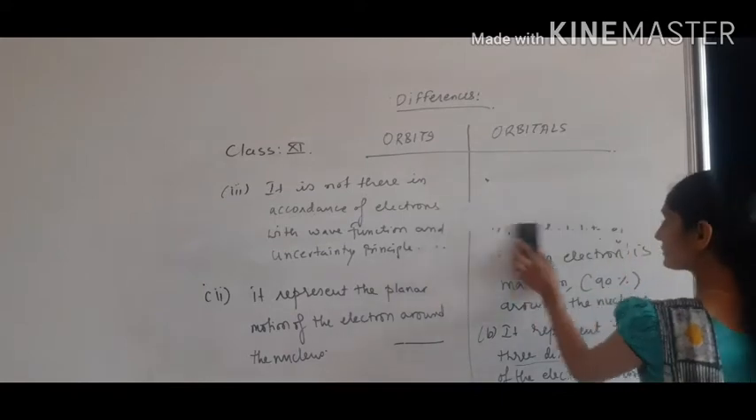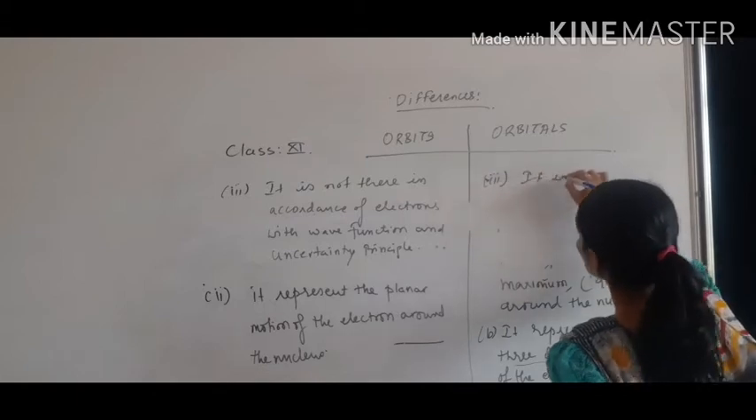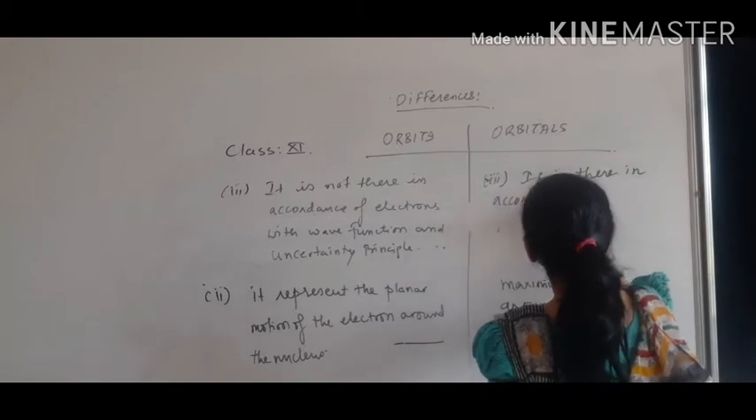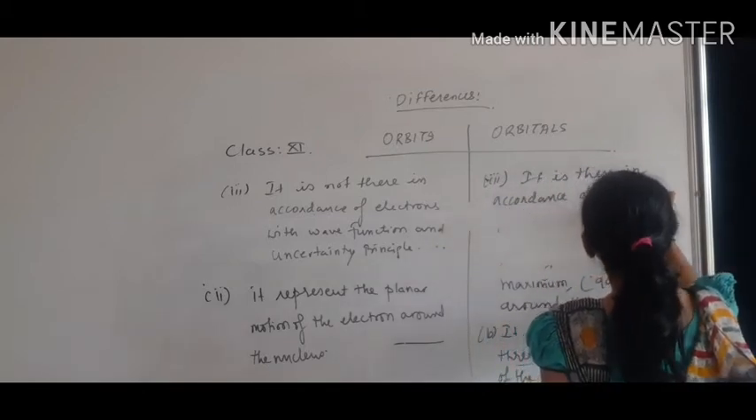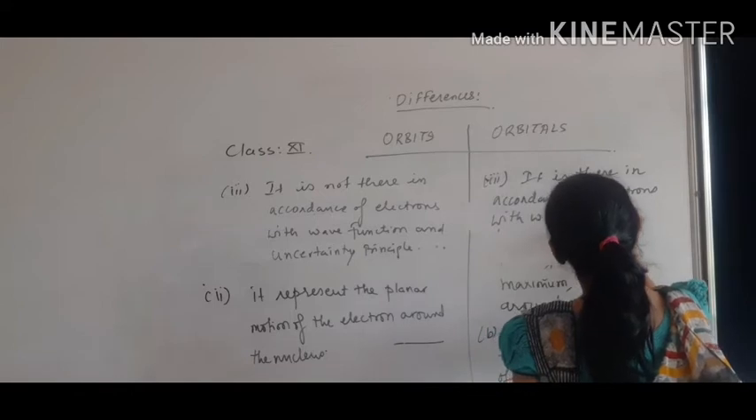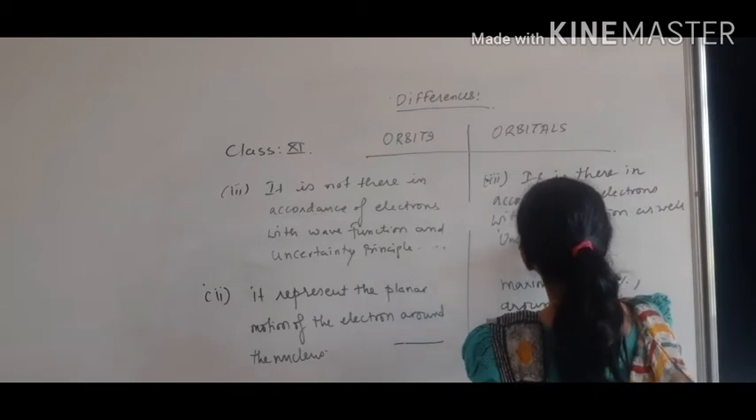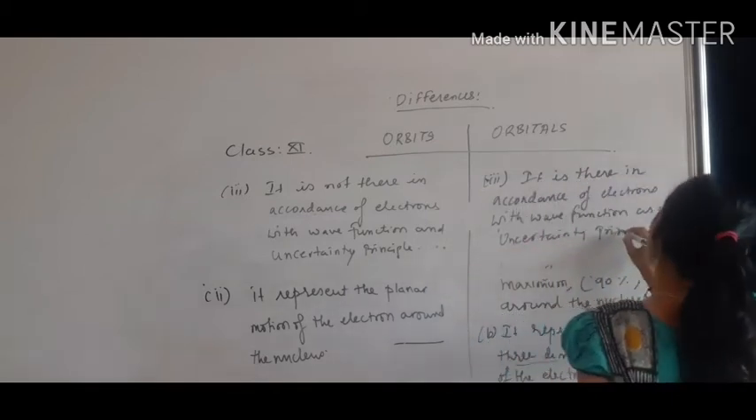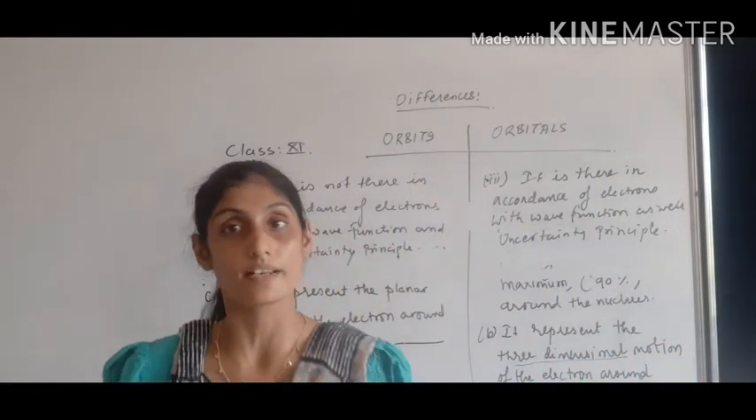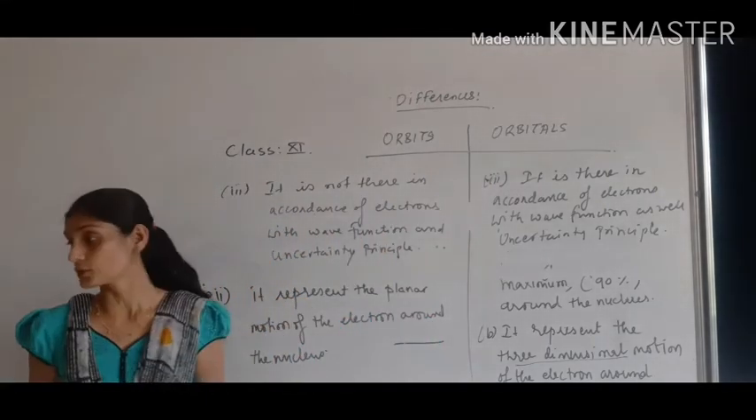Here, what you can write as the third point for the orbital is: it is in accordance with the wave function as well as the uncertainty principle. The electrons here are obeying the uncertainty principle as well as the characteristics of the wave function. So copy the third point, then we move on to the fourth point.